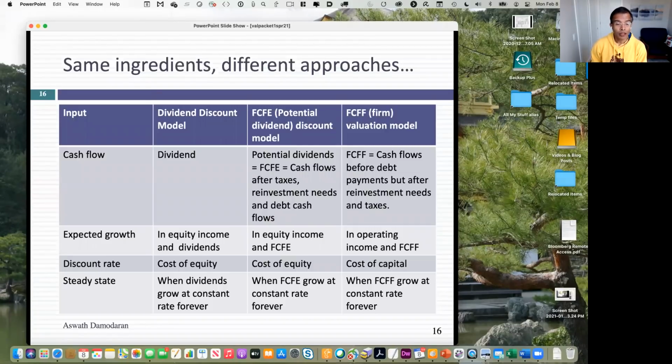Alternatively, you could value the entire firm, in which case your measure of cash flows is before debt payments, before interest, before principal payments. Your growth rate will be a growth rate in operating income and free cash flow to the firm. Notice the subtle shift in emphasis. Your discount rate will be the overall cost of capital. And when you get to your terminal year, you assume those free cash flows will continue forever.